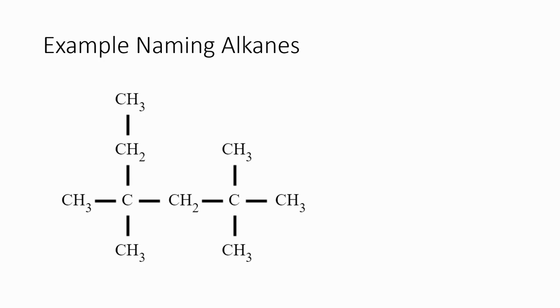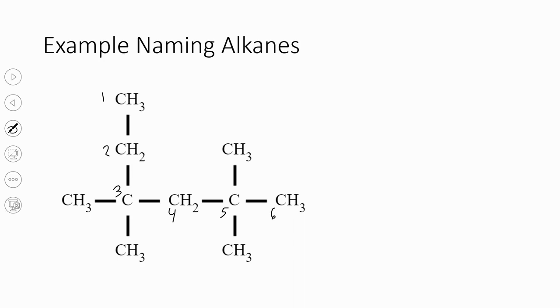So what we're going to do is the first thing we need to do is find the longest carbon chain. If I look at this, it looks like this is our longest carbon chain. Okay, so then I'm going to number it. I'm going to try this way. 1, 2, 3, 4, 5, 6. So the longest carbon chain has 6 carbons.